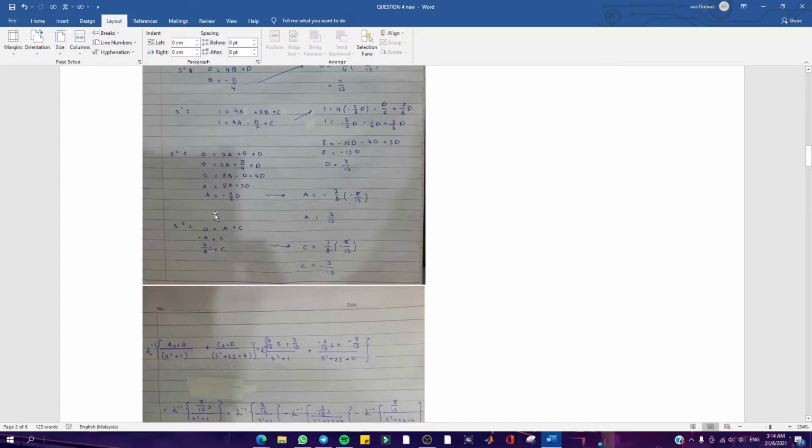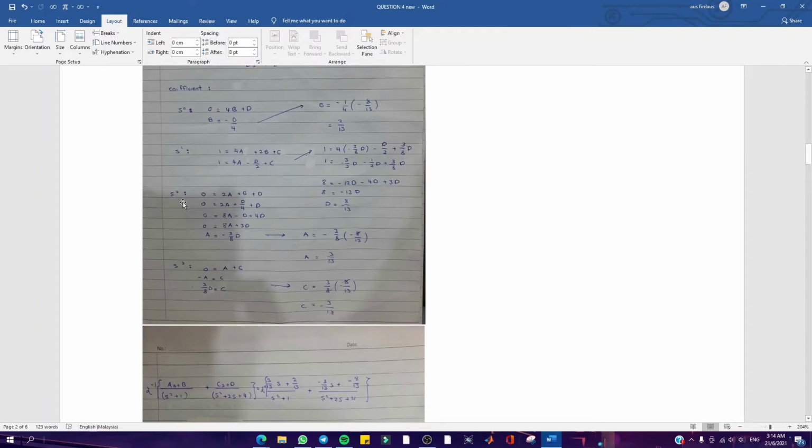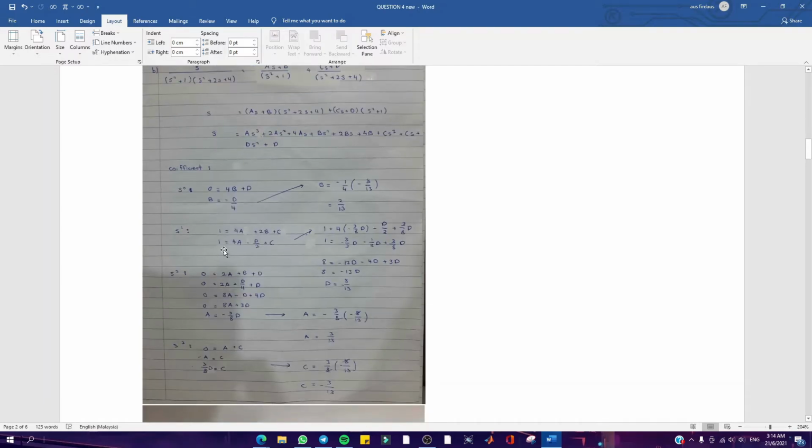And then for s squared we get 0 equal to a plus b plus d, and lastly for s cubed, which is s power of 3, 0 equal to a plus c, so we simplify it into negative a equal to c. So from b equal to negative d over 4, we put it inside here first, so we get 1 equal to 4a minus d over 2 plus c.